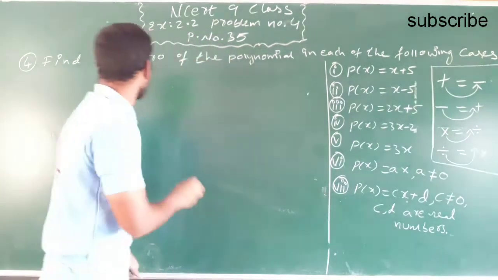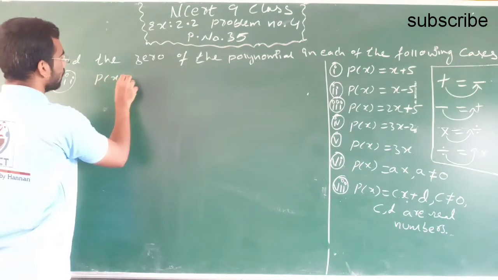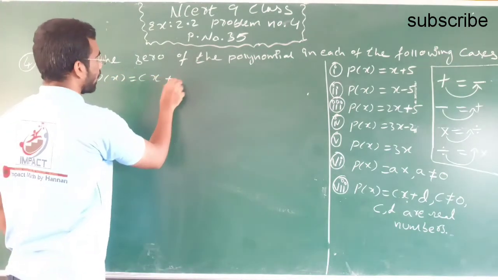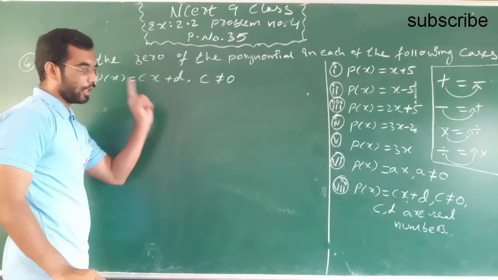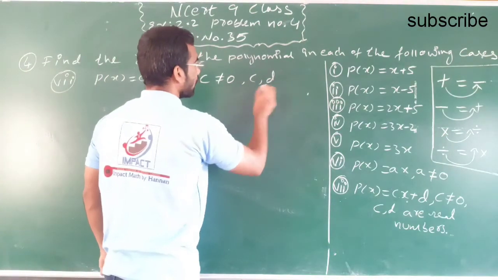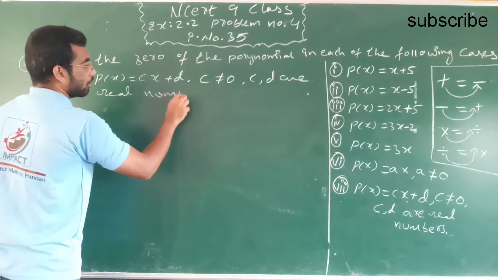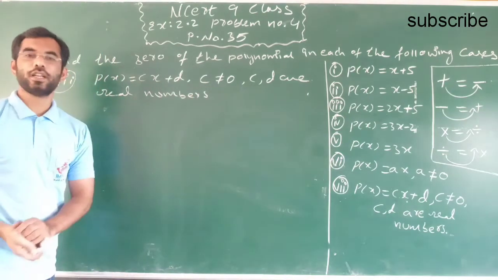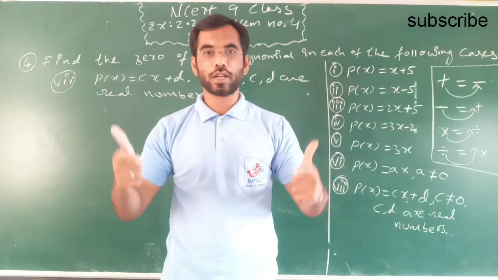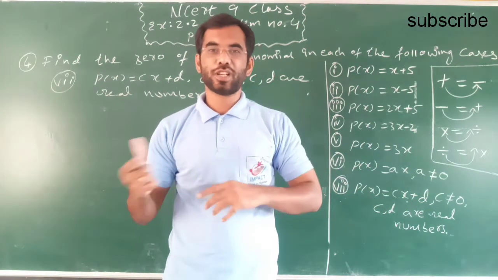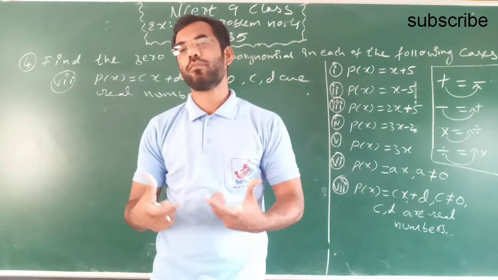Last question, seventh one. What is it saying? P of x equal to Cx plus D, when C is not equal to 0. C comma D are real numbers. What is a real number? Either it is a rational number or an irrational number, prime number, odd number, even number, twin prime number, composite number. All these numbers are called real numbers.